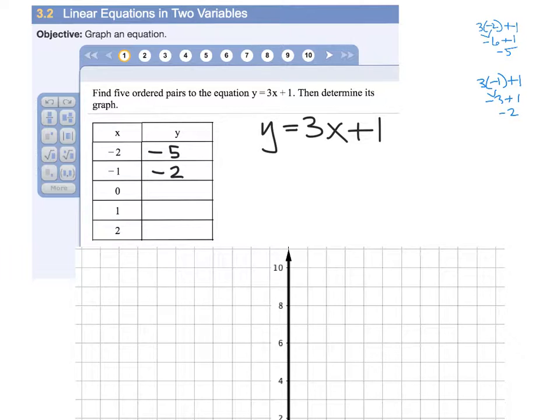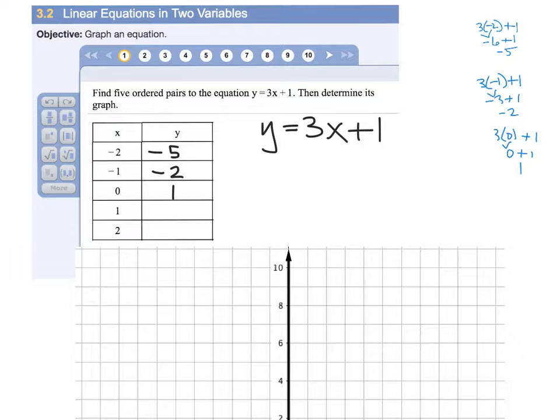And now it's time to do 0. So that's a really easy one. 3 times 0 plus 1. So that's 0 plus 1, which is 1. So that means our ordered pair is 0, 1. I'm going to move that over here, shrink it down.